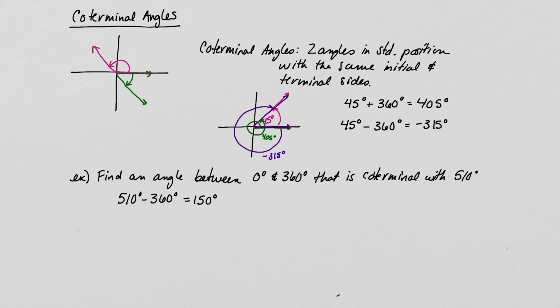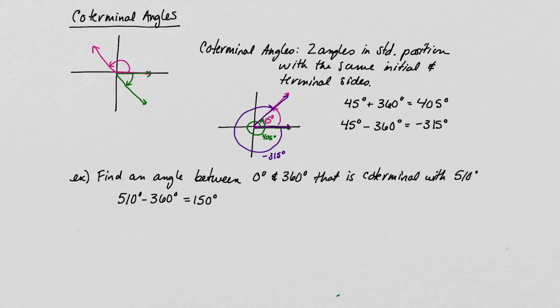150 degrees does in fact lie between 0 and 360. If it didn't, we would just keep going. So if you had an angle that was like maybe 1,000 degrees, you might have to subtract 360 more than once, and that's okay.